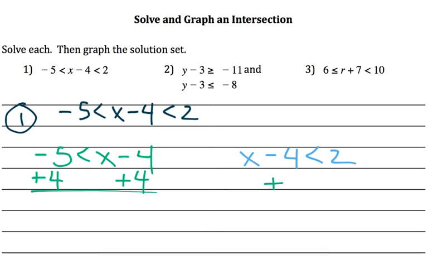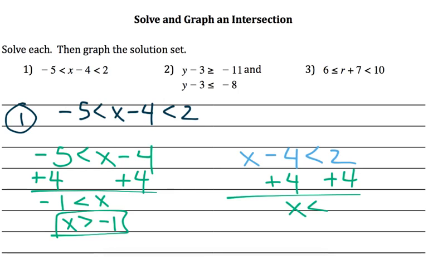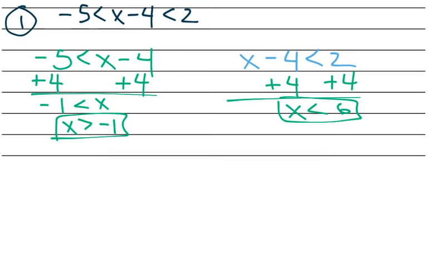Now you might be tempted to add 4 over here, but let's finish this one all the way through, except for the graphing part. And I'm going to have negative 1 is less than x, or I'd say x is greater than negative 1. Then over here I'm going to also add 4. And I'm going to say x is less than 6. I'll box that. And lastly, we have to graph it.